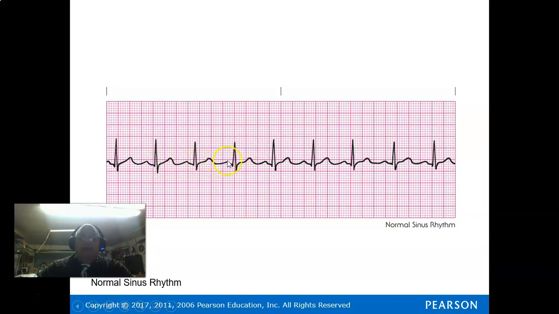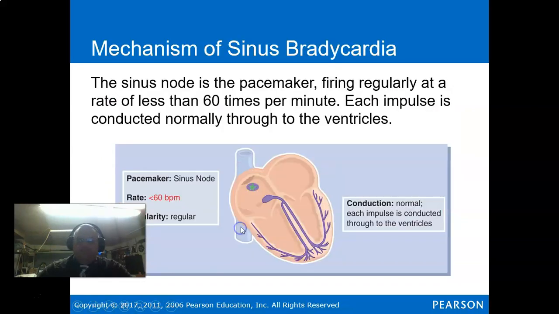Again, we have a P wave. They are the same shape. They're pretty much the same size. The PR interval is, again, 1, 2, 3, 4, 5 boxes. That's well within the parameters. Again, 0.20 seconds. There is a P wave for every QRS, and all of that remains constant. This is normal sinus rhythm.